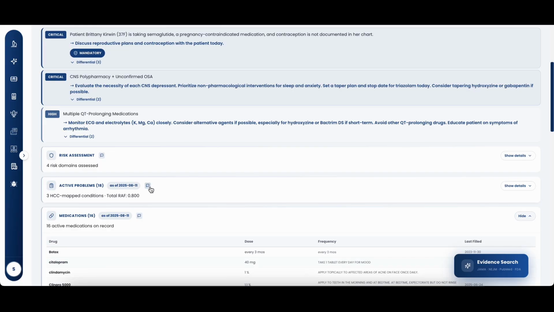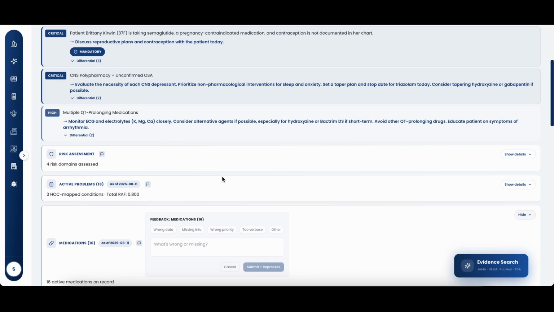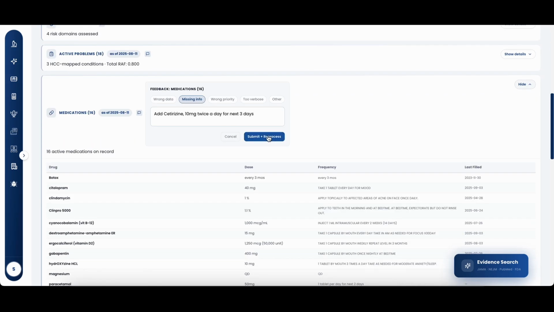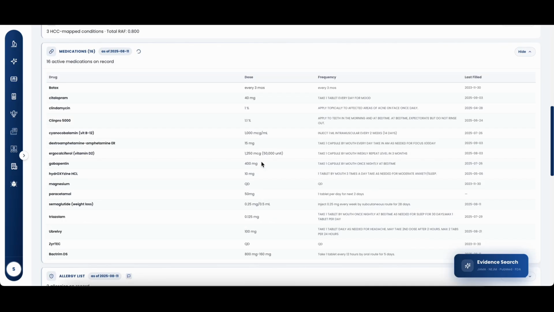Each section can be corrected directly. Mark what's wrong. Add a note. Submit. Only that section updates. No need to rerun the full chart. The system adapts over time to organizational preferences and workflows.